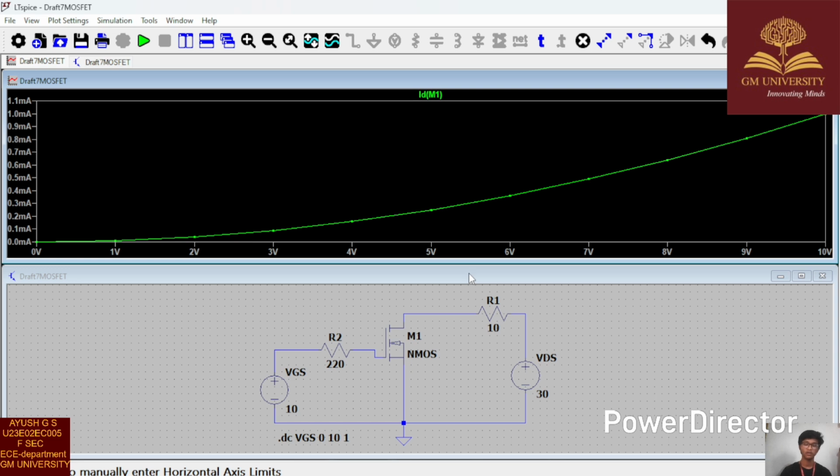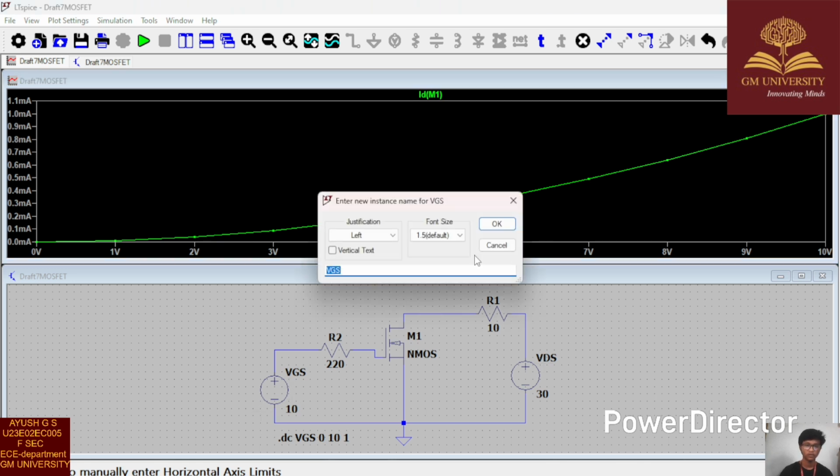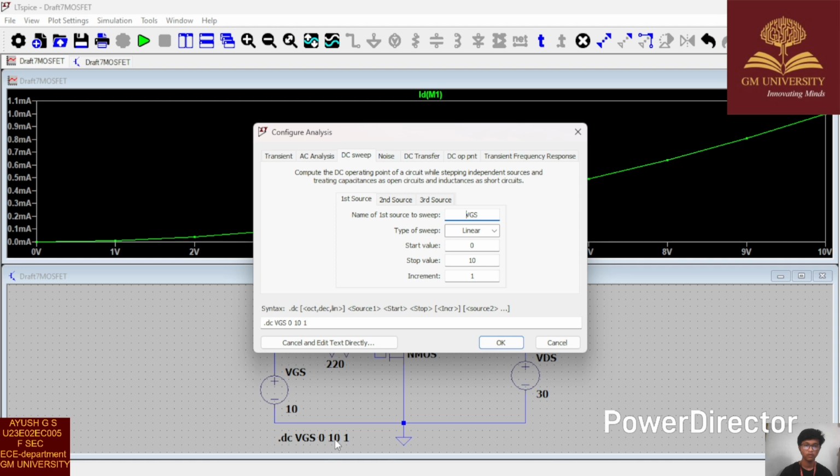Now we will see the drain characteristics. So now we will keep VGS as a constant and we will vary VDS. So this will become the drain characteristics. As of now, press on this. Now we will vary with the first source and the second source.